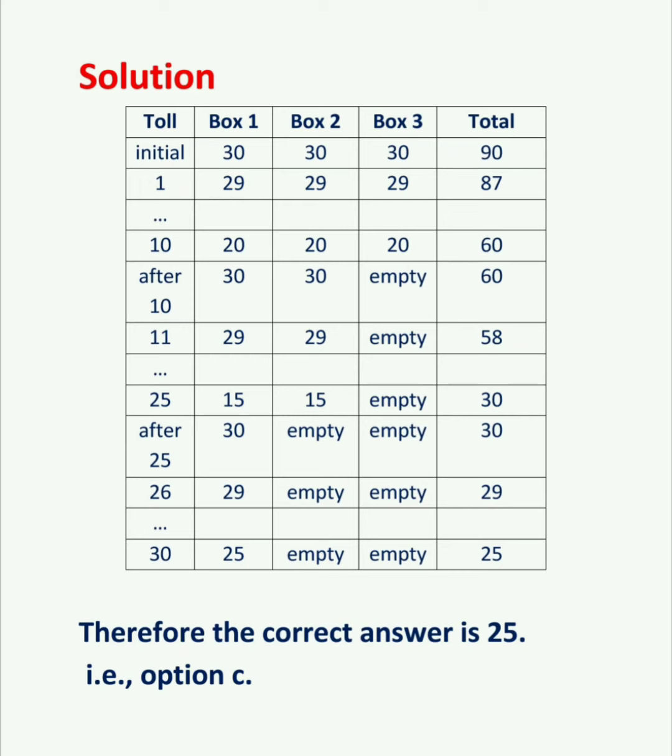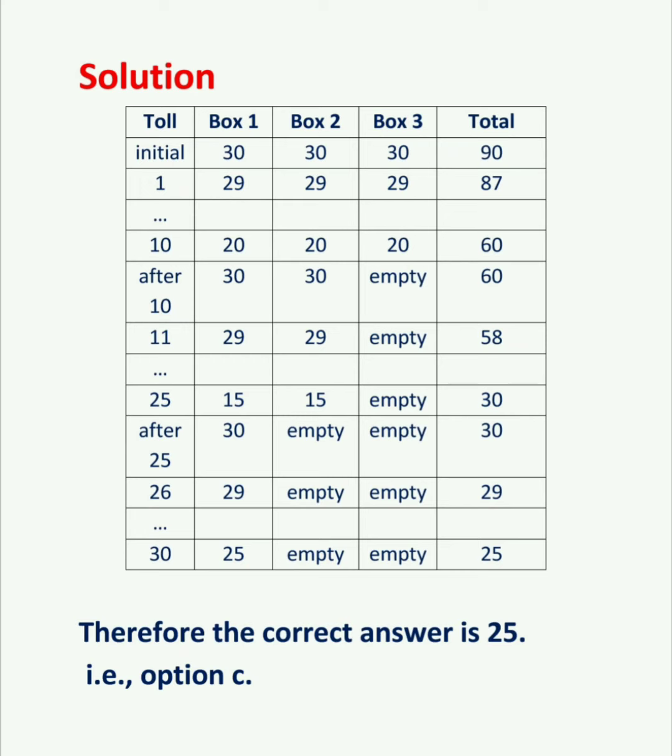After the 10th toll, the inspector takes 1 chocolate from each box that contains chocolates. In empty boxes, he doesn't take any chocolate. Therefore, he is doing that. In the 11th booth, box 1 29, box 2 29, box 3 already empty, total 58. Continuing like this, in the 25th toll, box 1 15, box 2 15, box 3 empty, total 30.